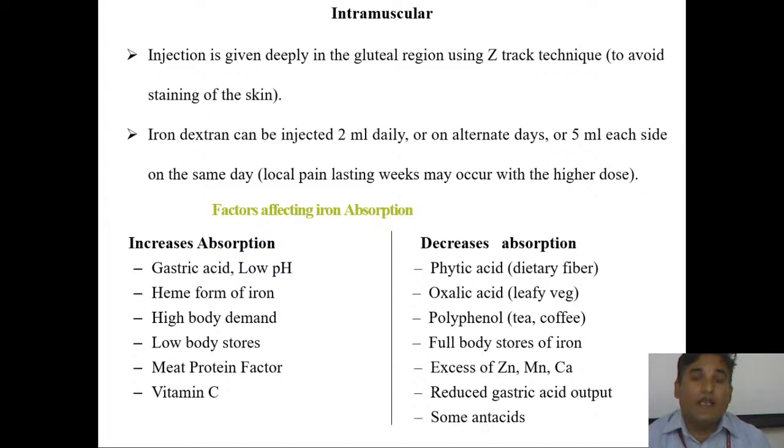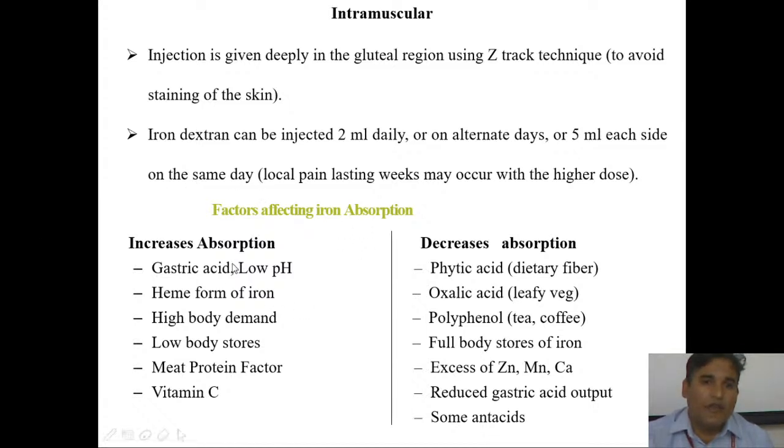Now comes the intramuscular injection of parenteral iron formulations. The injection is given deeply in the gluteal region using the Z-track technique. It is very important to avoid staining of the skin. Iron dextran can be injected 2 ml daily or on alternate days, or 5 ml on each side on the same day.